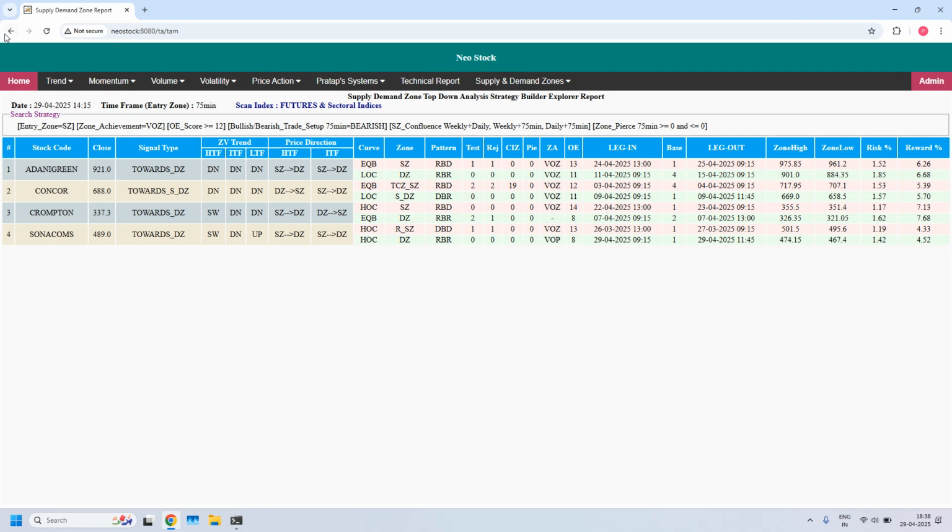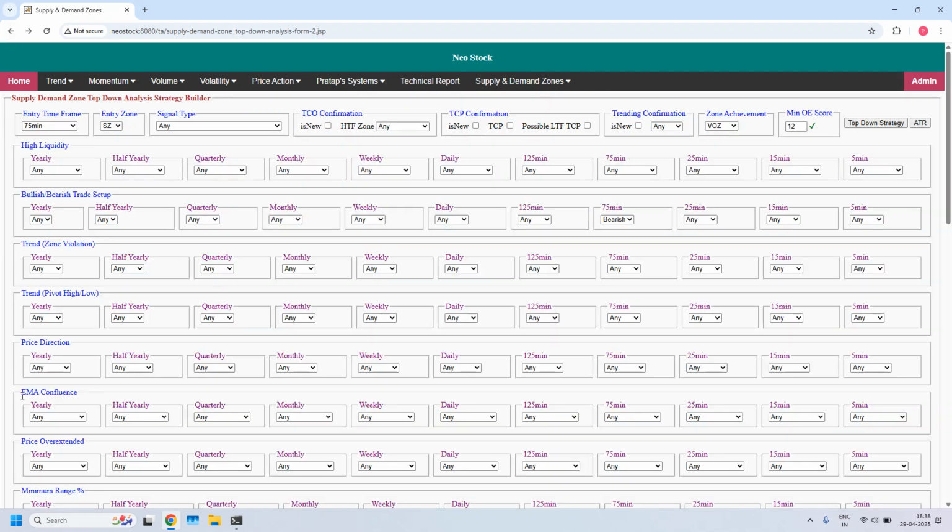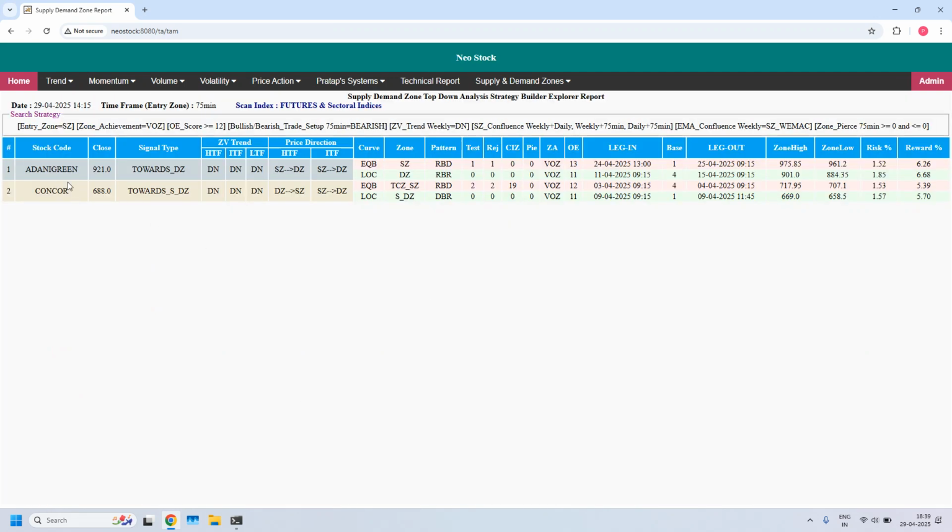Let's verify. I am going back to the EMA confluence at weekly. I am checking weekly supply zone having weekly EMA confluence, and also the trend on the weekly should not be sideways. It can be downtrend because it is a bearish trade setup. Let's filter. Both the stocks are filtered. So that's why these 2 stocks have an even higher probability of success.